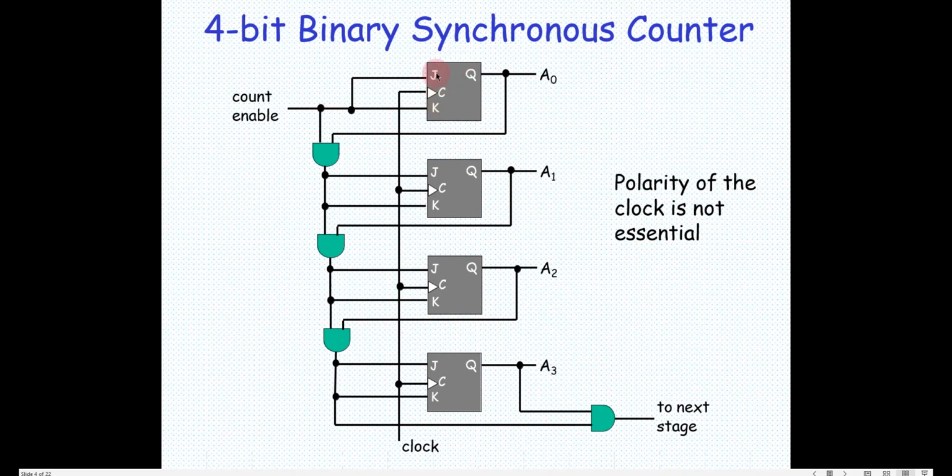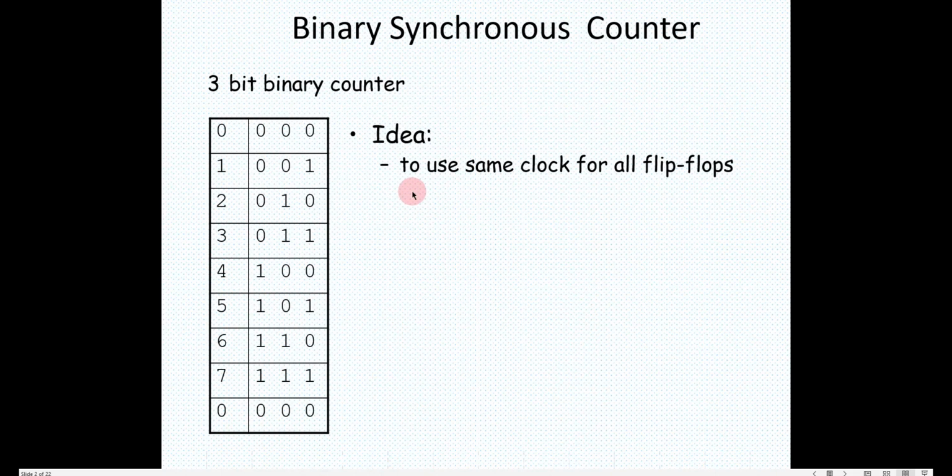For the least significant bit, I am giving J and K equal to 1. So it will act like a T flip-flop. The next one, I am taking this signal and I am taking Q and putting an AND, right? And then I am giving it to JK out here, right? So this is what we read, right? First one is going to be a toggle.